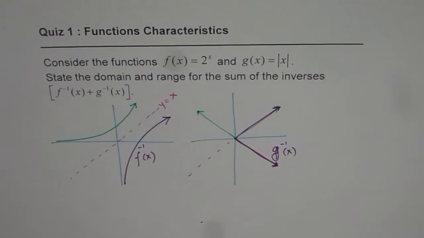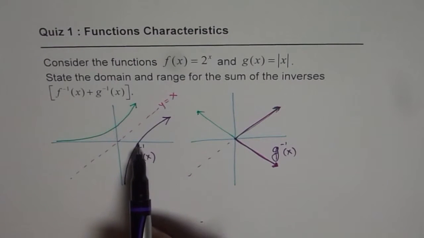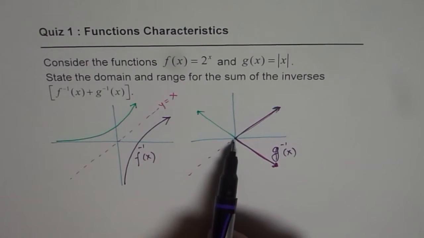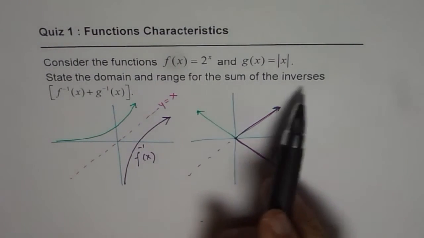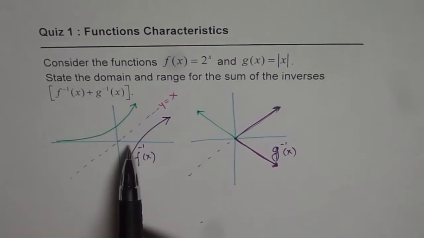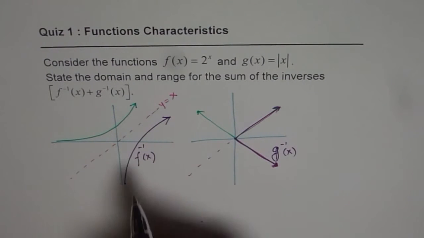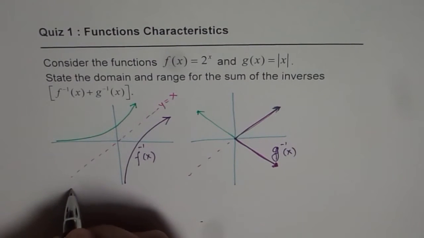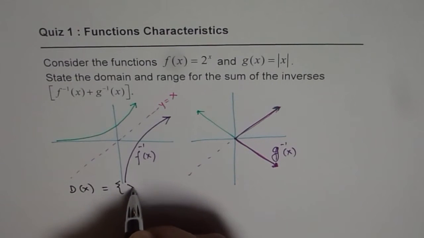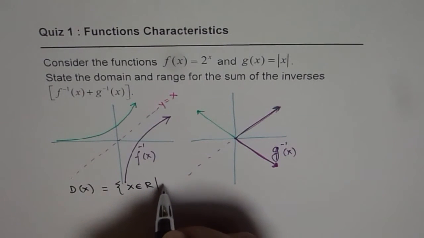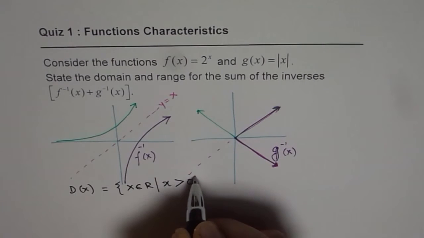Now from here it is very clear what their common domain and range are. As you can see, the common domain is x greater than 0, right? Here it is greater than or equal to 0. So from here we can state the domain and range for the sum of the inverses. When we have a sum, we have to add on the common domain. So the domain of the sum of the inverses should be x belongs to real numbers where x is greater than 0, right?